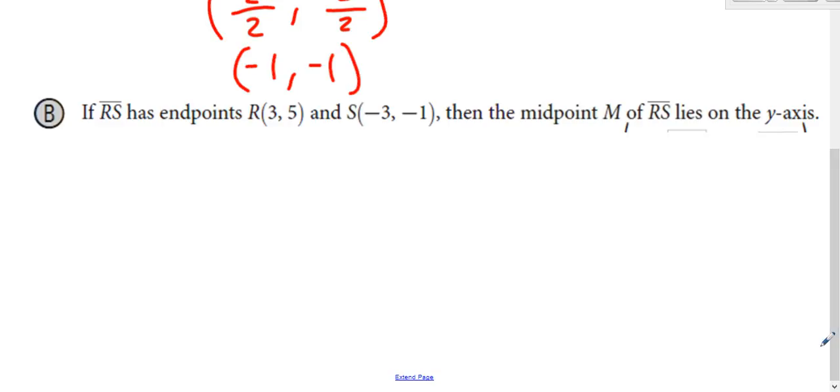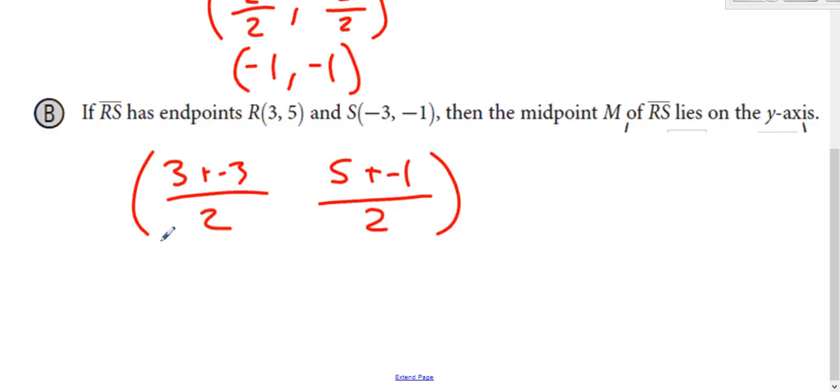If RS has endpoints of (3, 5) and (-3, -1), then the midpoint lies on the y-axis. So we're going to do the same midpoint formula. 3 plus -3 divided by 2, and then the y's, which is 5 plus -1 divided by 2. So that's 0 over 2, which is 0. And then 4 divided by 2, which is 2.